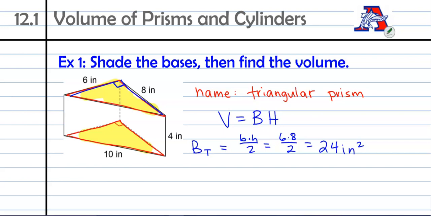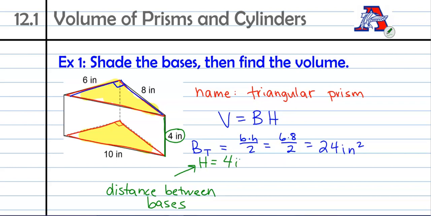Okay, then the other thing we need is the height of the prism. And the height of the prism, another way that you could say it is you could say it's the distance between the bases. I'm going to have you write that down. Distance between bases. So now that we have our bases highlighted, I think it's pretty easy to see that the distance between those two highlighted bases is 4. So our height is 4 inches.